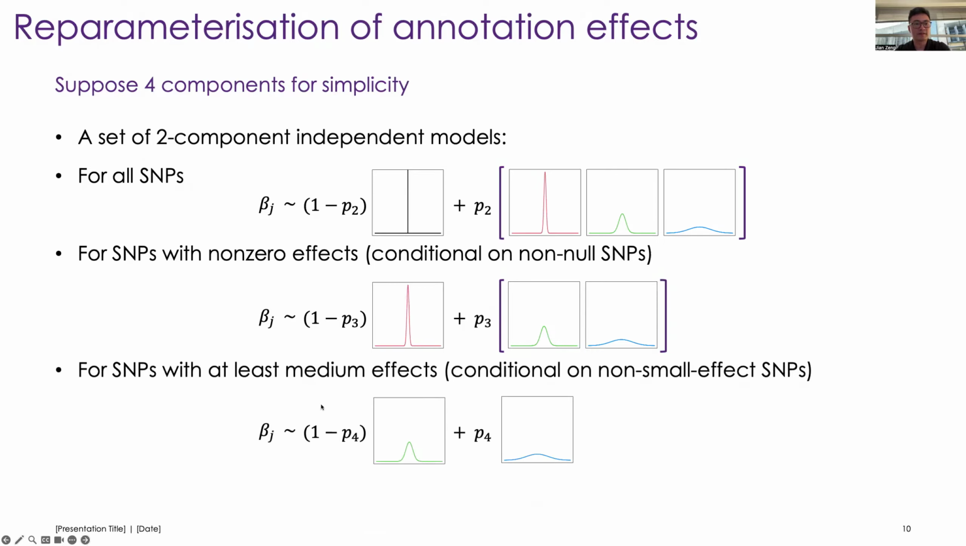So similarly, for the SNP that passed the threshold of non-small effect size, we will ask whether the SNP has a moderate effect or large effect. So again, this P4 is a conditional probability given the SNP effect size is non-small. So you can see that we now construct a set of equations with this P as the conditional probability, and they are independent of each other.